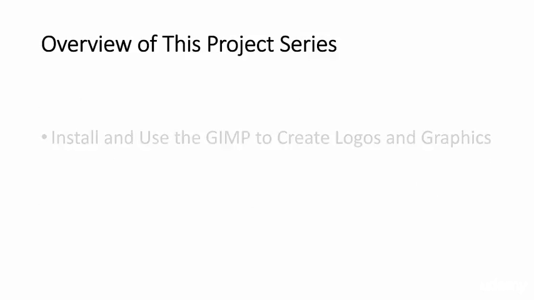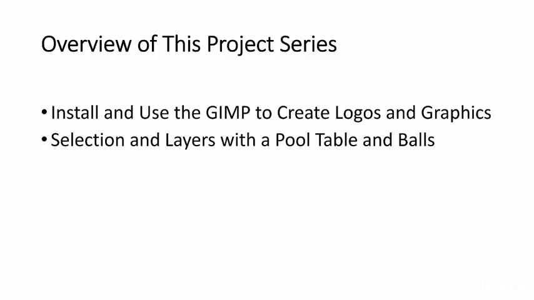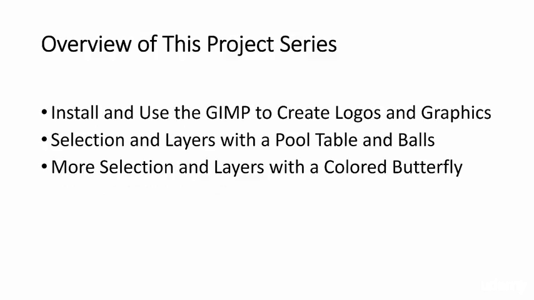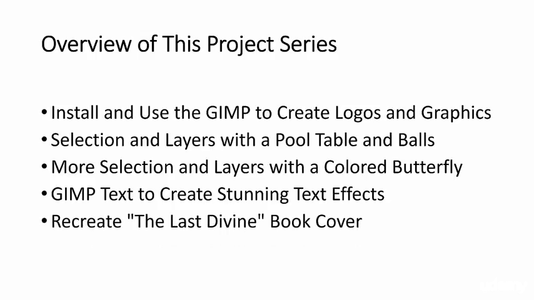Now, I'd like to provide an overview of what we're going to cover. We're going to install the GIMP and use it to create simple logos and graphics. Then we're going to really focus in on selections and layers by creating a pool table and balls. Now this does not cover selections and layers enough, so I provided another section on it where we create colored butterflies and so on. Then we learn how to create stunning text effects. And finally, what I consider the Beginners series concludes with recreating my favorite book cover, The Last Divine.